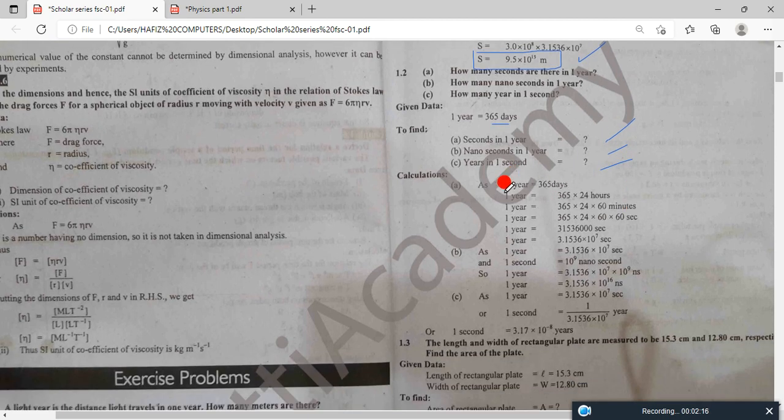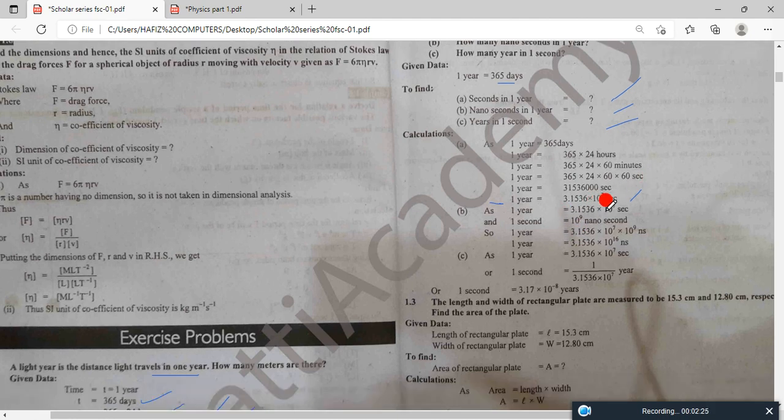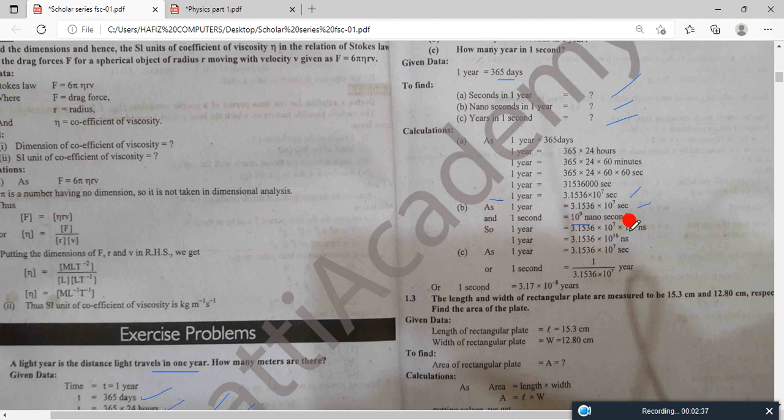As 1 year is equal to 365 days, we have already calculated this. 1 year contains 3.15 × 10^7 seconds. So 1 year is equal to 3.15 × 10^7 seconds, and 1 second is equal to 10^9 nanoseconds. So multiplying by this will give the answer, 1 year in nanoseconds. So this was part B. Part A was seconds in 1 year.